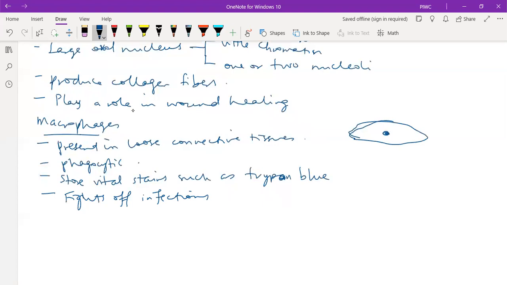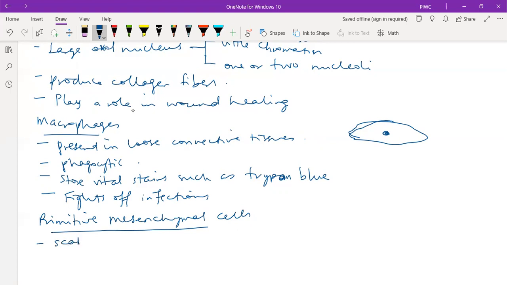Now let's go on to the function of the primitive mesenchymal cells. What are their functions? These are scattered irregularly through the connective tissue, though they most frequently occur close to the walls of the blood capillaries. And they look almost like fibroblasts.